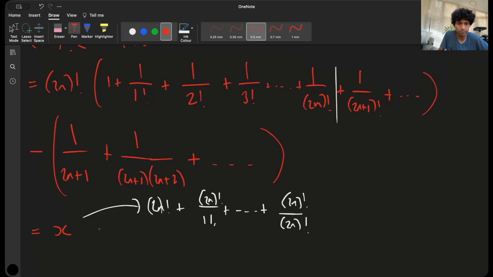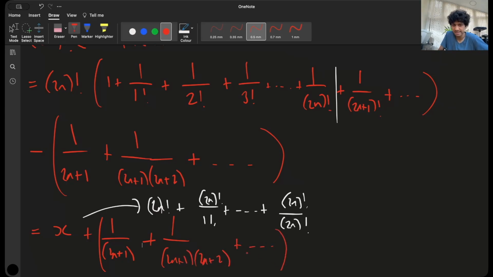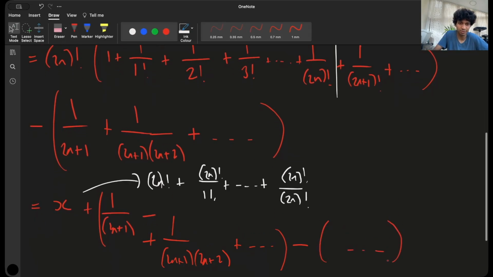Okay, and then there's also a plus, and this is going to be 2n factorial over 2n plus 1 factorial, which is 1 over 2n plus 1. This looks suspiciously similar to what's over here, so we're going to hope that they cancel out. And then the next term is 2n factorial over 2n plus 2 factorial, which is 1 over 2n plus 1 times 2n plus 2, and so on. And indeed, that just perfectly cancels with what's over here. And so we're just left with this quantity x.